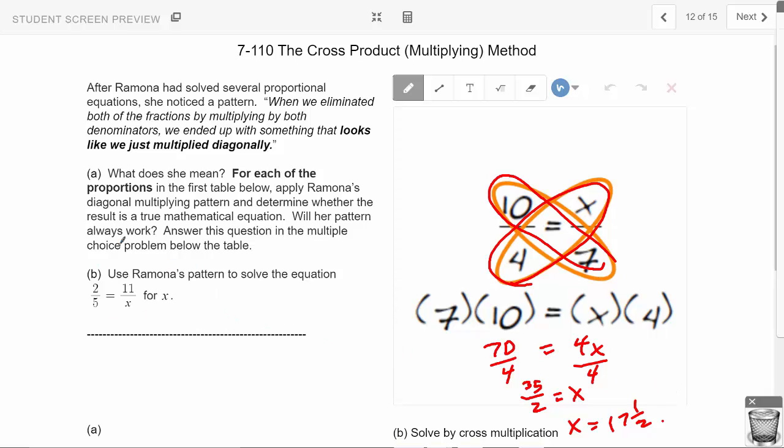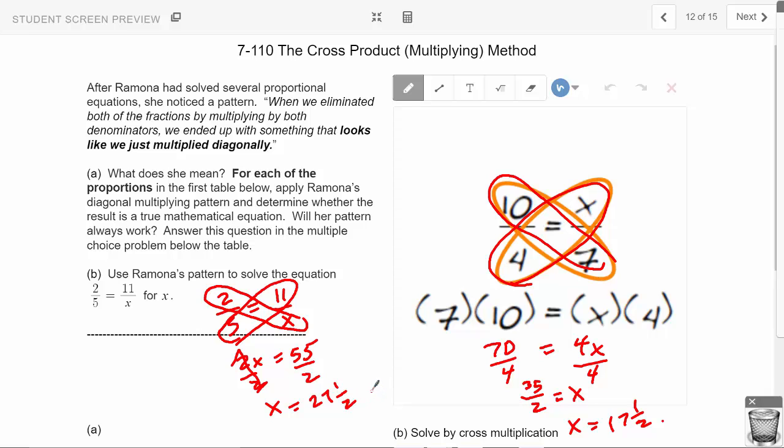To solve their problem on 7.110, 2 over 5 equals 11 over x. If we cross multiply, you get 2x is equal to 55. 5 times 11, 2 times x. When you divide by 2 to make a giant 1x, x is going to be 27 and a half. This is called the cross product or cross multiplying method, and it becomes the favorite of most students once they figure it out. You might also have heard of this as a butterfly method if you've heard of it before.